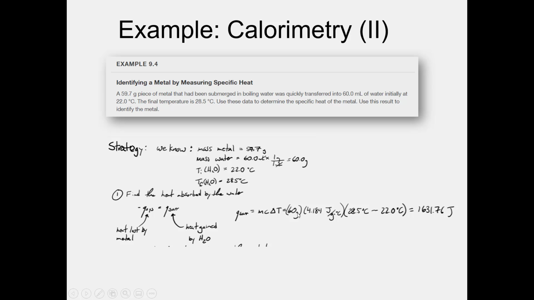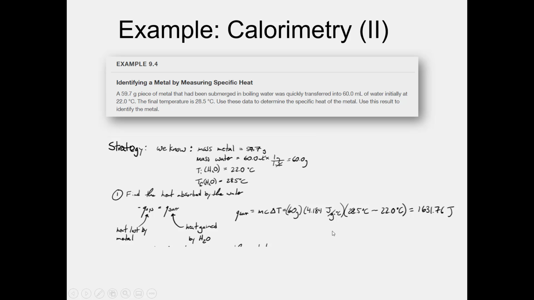Notice I've included units on everything here. So our heat gained by the water is going to be 60 times 4.184 times the difference of 28.5 minus 22.0 degrees Celsius. In terms of units, grams cancel with the grams in the denominator of the specific heat. Degrees Celsius cancels with degrees Celsius in the denominator of the specific heat, leaving us with an answer in joules, which is how we usually like our heat energy transferred to look.